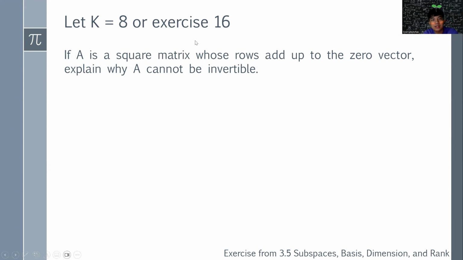And move to exercise 16. If A is a square matrix whose rows add up to 0, explain why it cannot be invertible. So here I give you an example. It has a zero row here, so I can say it is linearly dependent.